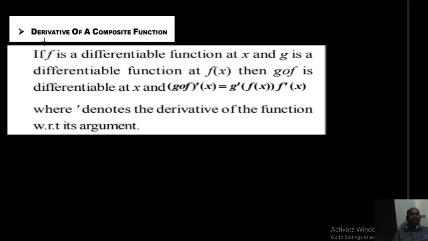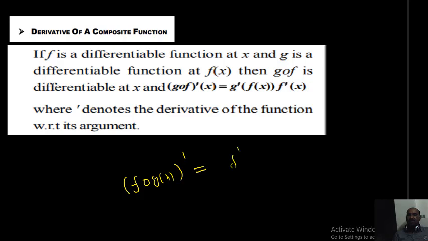Derivative of a composite function. A function f is given, g is given, sometimes f circle g function exists, sometimes g circle f function exists, and sometimes this may be differentiable. After that, you can find differentiation. How to find the differentiation of a composite function? For example, a composite function f circle g of x is given, we want to find its derivative.